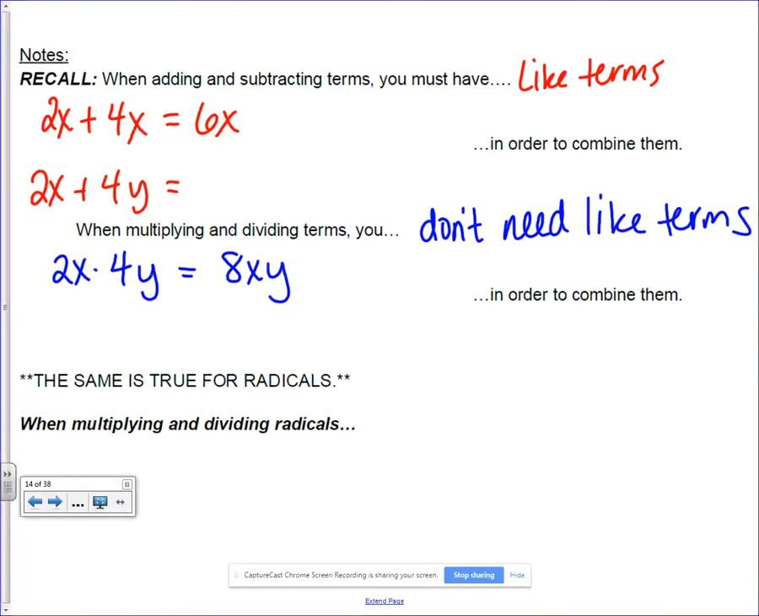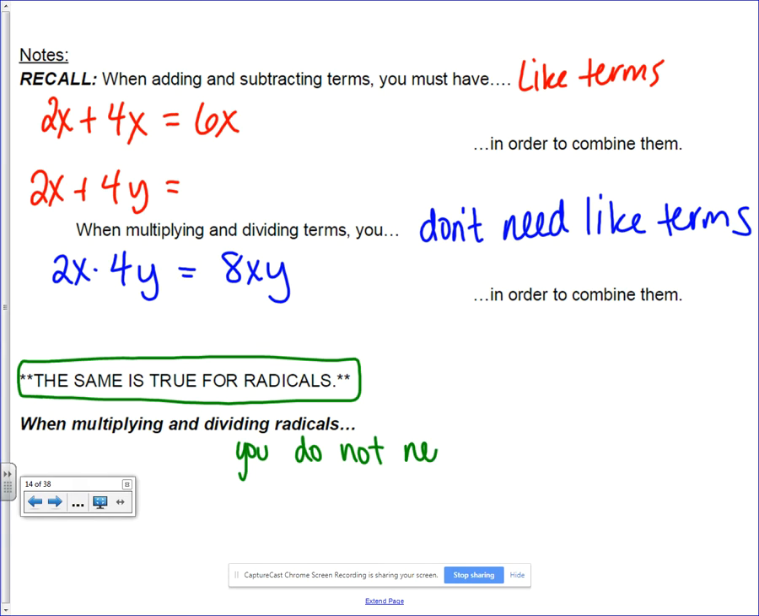Okay. The same is true for radicals. Everybody see this big old cap statement right here? The same is true for radicals. So, if you look at the top of your paper today, it says we're going to be multiplying radicals, correct? Okay, so when multiplying and dividing radicals, you do not need to have like radicals.